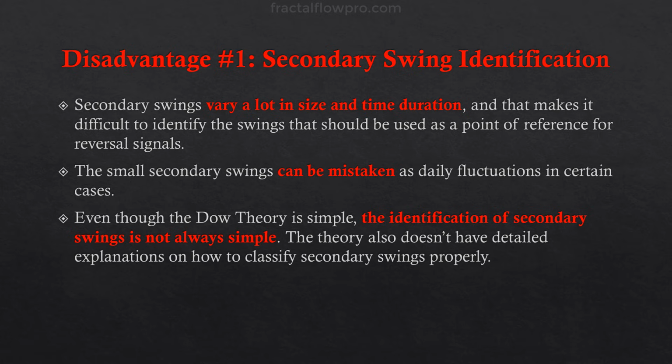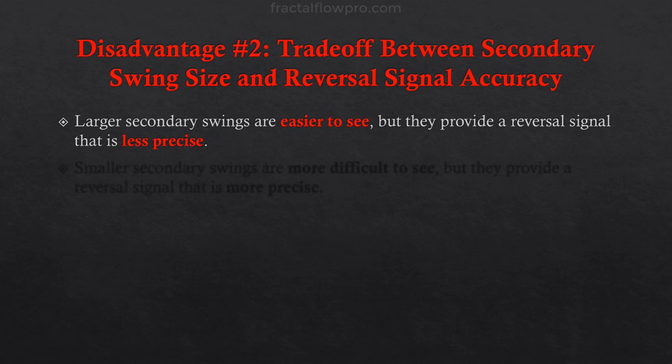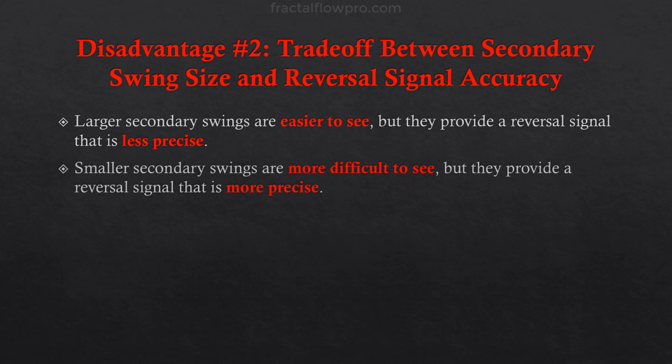This leads us directly to the second disadvantage, which is the trade-off between the secondary swing size and the accuracy of the reversal signal. Larger secondary swings are easier to see, but because they are larger, they also provide reversal signals that are far from the actual reversal point of the market. Smaller secondary swings are harder to see because they can be confused with daily fluctuations, but on the other hand, they can provide a more accurate reversal signal.